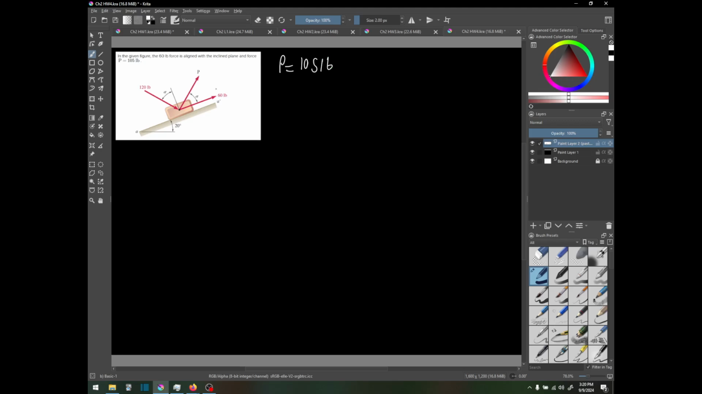They're not really given any names or angles. We're just given alpha, and we do know this angle of incline. And we do know that each of the lines is a force: that's a 60-pound force, that's a 120-pound force. We can name them if we want, but let's just see what we can do here.